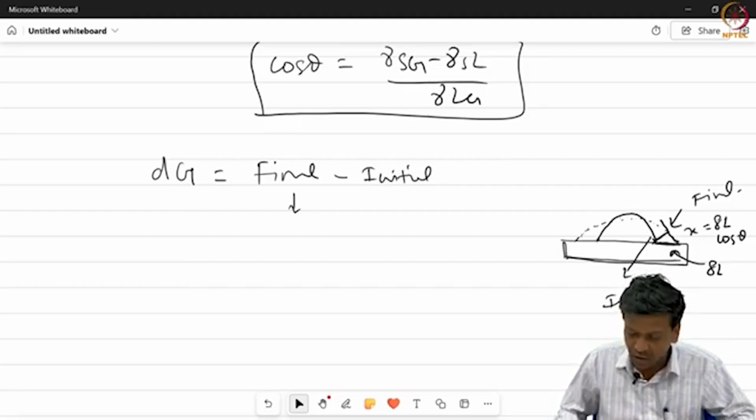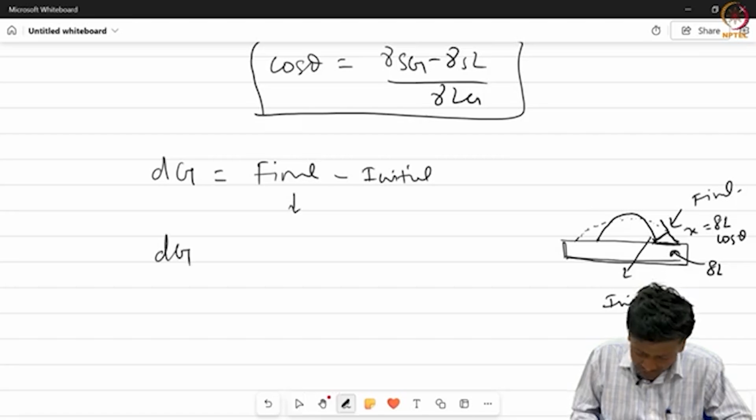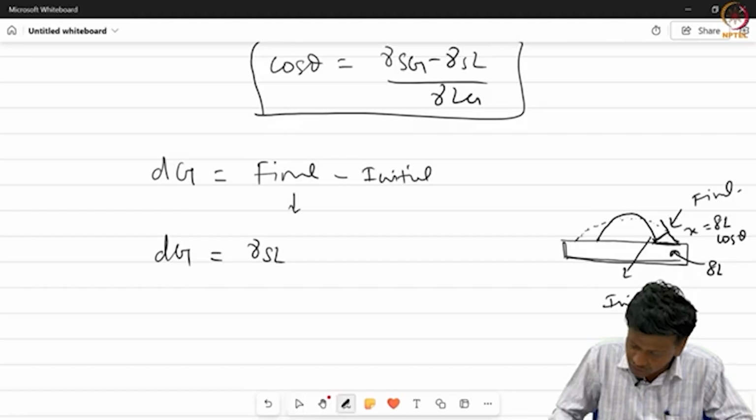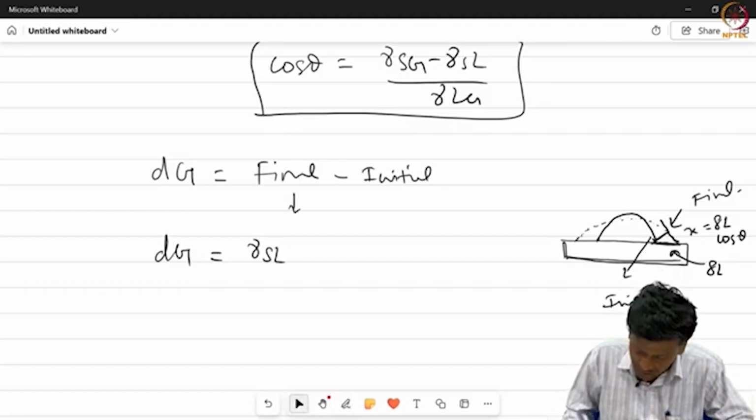We will now write these things in detail in the form of an equation. Let's say delta G final is, I know, gamma SL, because gamma SG is replaced by gamma SL. So this part is gamma SL. Gamma SG no longer exists. So it is nothing but gamma SL into delta L.